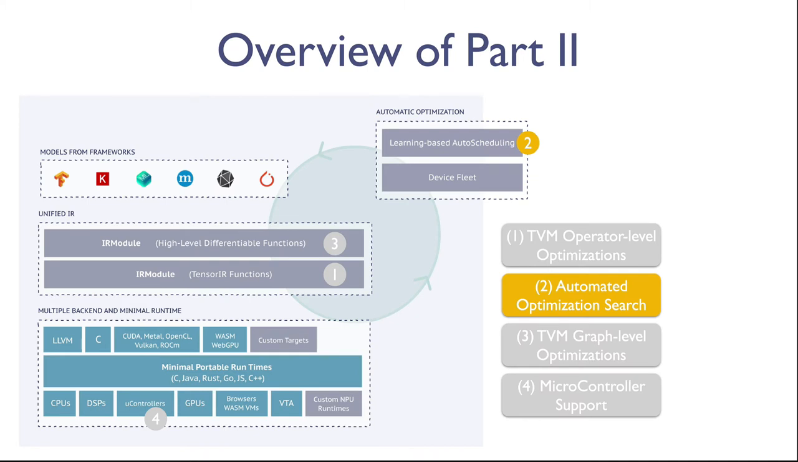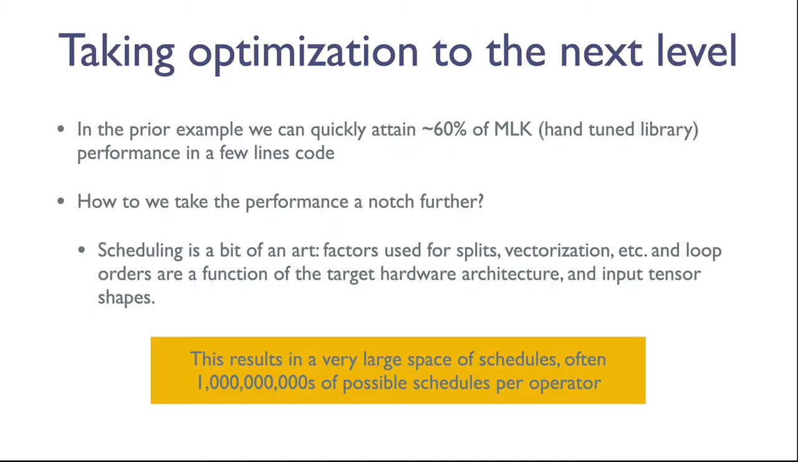Okay, so now we come to the next level of how TVM can produce optimized schedules, and this is learning-based auto-scheduling. In the prior example, even though we had a 200 times speed improvement over the naive implementation, it still attained about 60% of the performance that you get from the MKL, which is a hand-tuned library, with just a few lines of code. But can we take the performance a notch further?